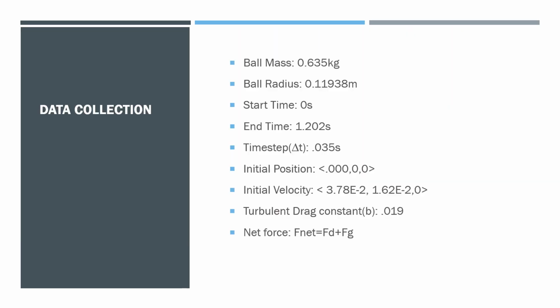From the Tracker video, I was able to extract key data and information, such as the initial position and initial velocity, which will help me in constructing the computational model. On this page, I have documented the ball's mass, its radius, the start time of me shooting, the end time when the ball hits the goal, the time step of each frame, the initial position, the b constant, and net force, which I will later talk about within this video.